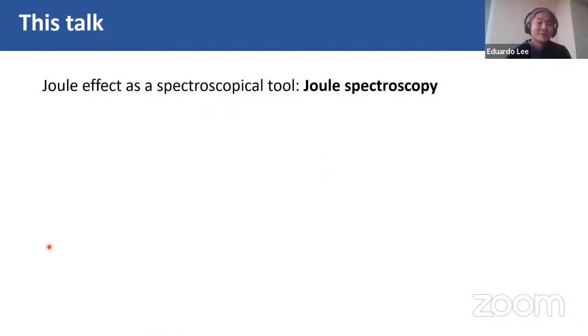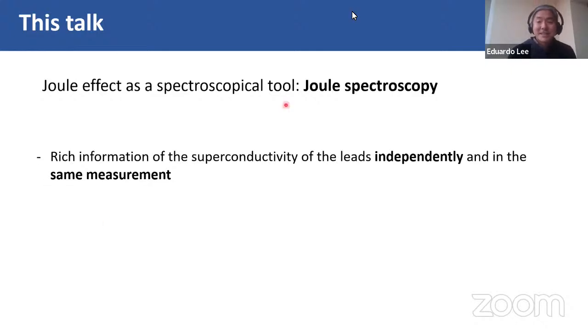So I want to convince you in this talk that we can use Joule heating as a spectroscopic tool, and I will tell you what kind of spectroscopic information we can get from this type of measurement. As a whole, we have been calling this type of measurement Joule spectroscopy, as it's based on the Joule effect. And again, I will try to convince you that it can give us complementary information to the other techniques, to DC transport and microwave spectroscopies, and it's quite useful as it enables us to obtain information of all superconducting leads in the device independently and in the same measurement.